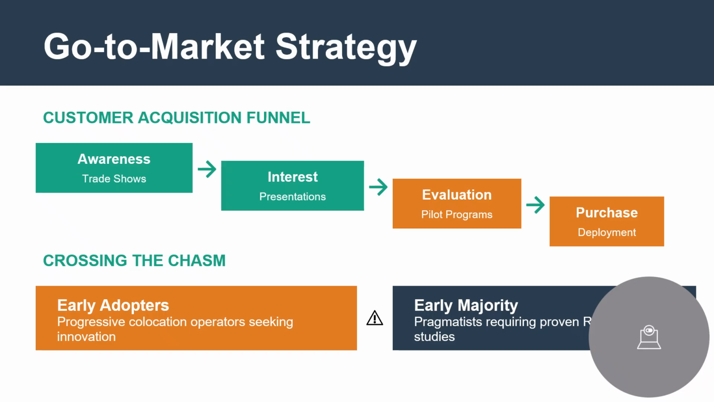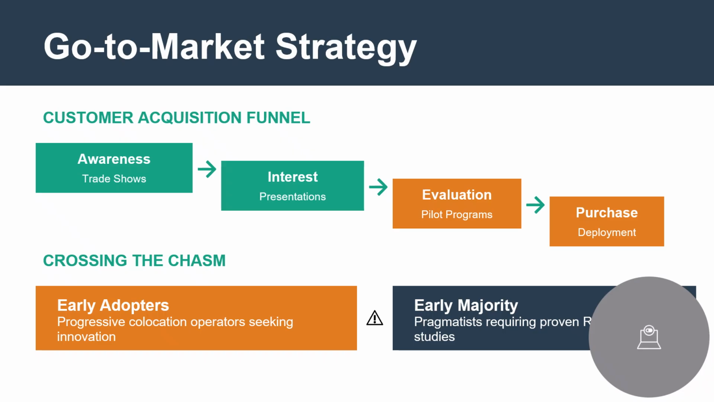Geoffrey Moore's framework teaches us that there's a big gap between early adopters and the early majority. Our early adopters are progressive co-location operators who are willing to try new approaches and value innovation. They're not risk averse, they see competitive advantage in being first. The early majority, however, needs proof. They want to see case studies, ROI data, and evidence that this works at scale.